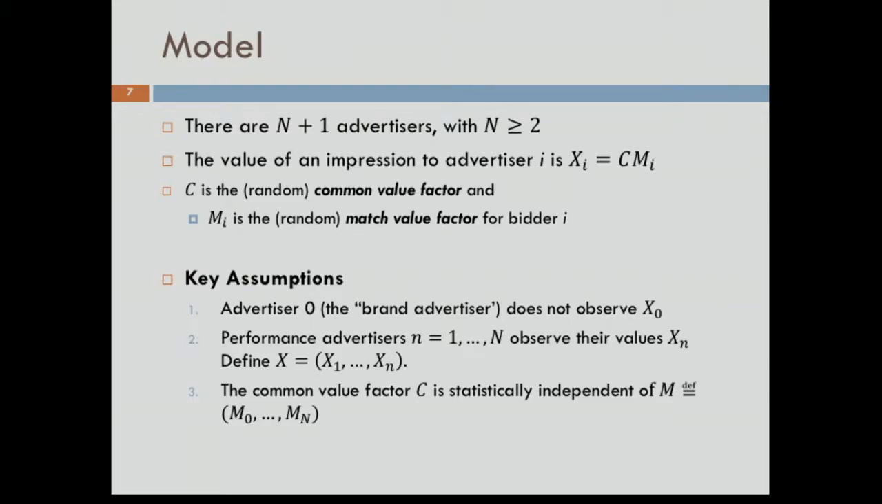Here's an important assumption. The common value factor is statistically independent of the vector m, the vector of match value factors. So we're going to break this up into variation due to common values on the one hand, and variation due to match values on the other. And the problem that the brand advertiser has is he's worried that the performance advertisers are bidding high and taking away impressions with high values of C and leaving impressions with low values of C.